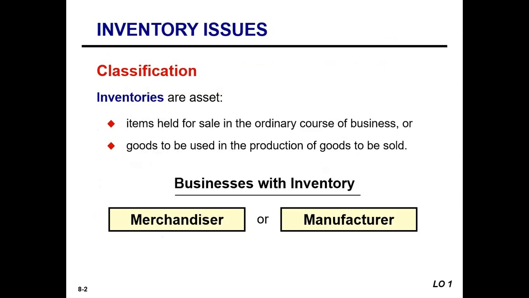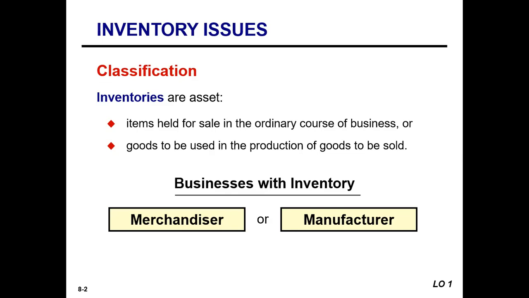So inventory classifications. Inventories in general are considered assets, current assets to be more specific, right? And depending on whether the company is a merchandiser or manufacturer, inventory accounts can look a little bit different. Just like it shows here, our inventories are items held for sale in the ordinary course of business, or goods to be used in the production of goods to be sold.